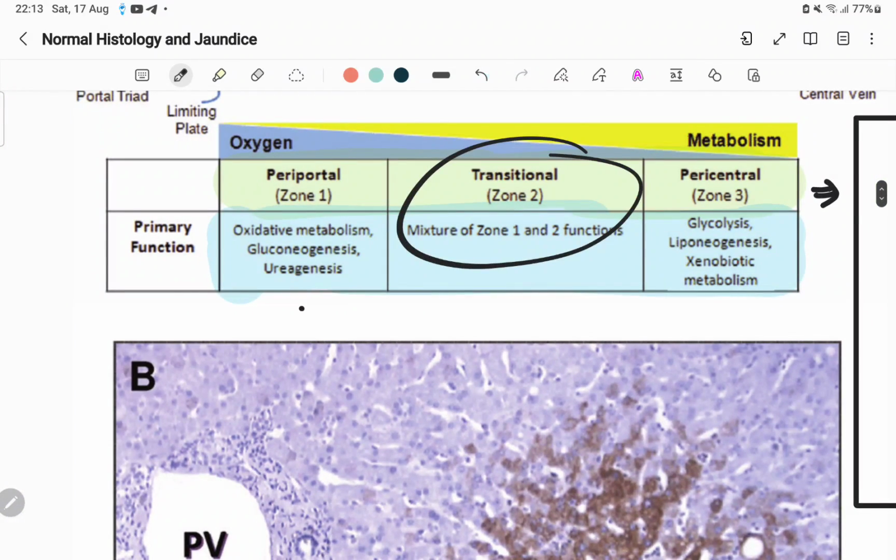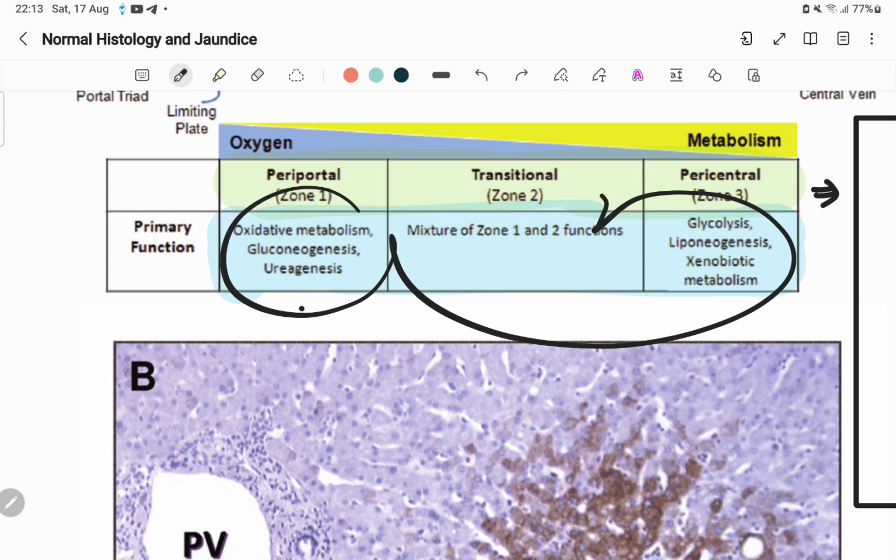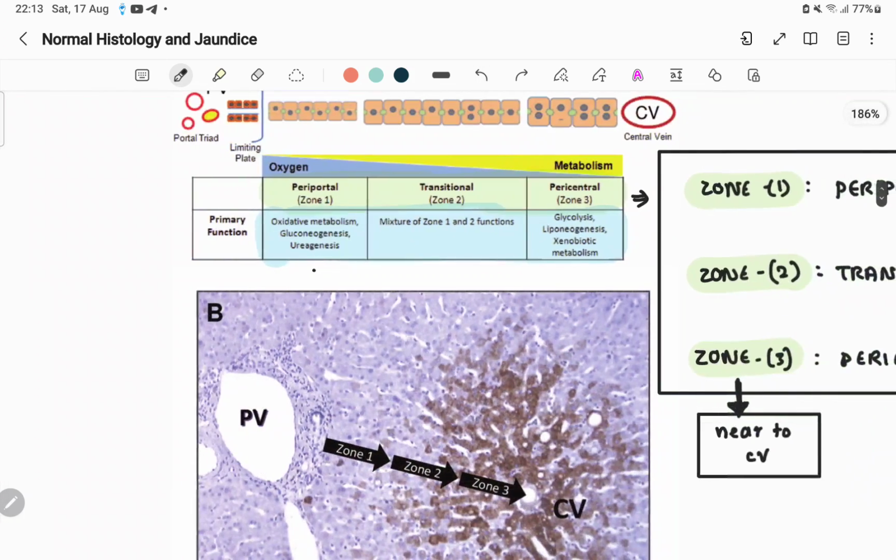In the transitional zone, a mixture of functions will occur. So what are the functions of zone 1? Oxidative metabolism, gluconeogenesis and ureagenesis. And this mixture of functions is occurring in the transitional zone.